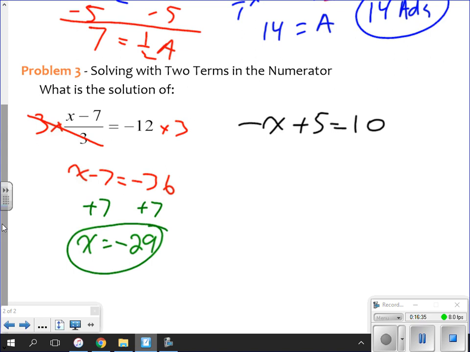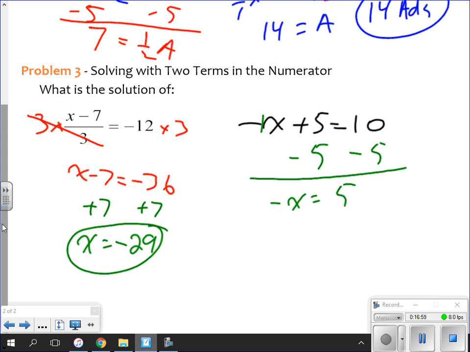You don't have an apple by itself. You don't put 1 in front of the apple. You just say, how many apples? I got 1 apple, right? Same idea. So when I have a negative, it's implied that I have a negative 1 here. So when I solve this, what I do is I still get rid of the subtraction or addition. Subtract 5, and I get negative x equals 5.